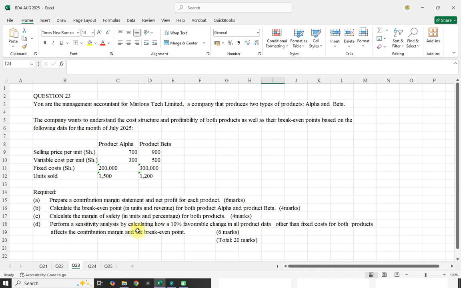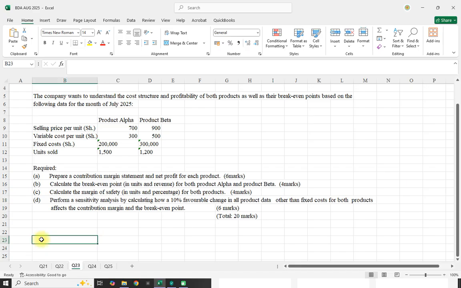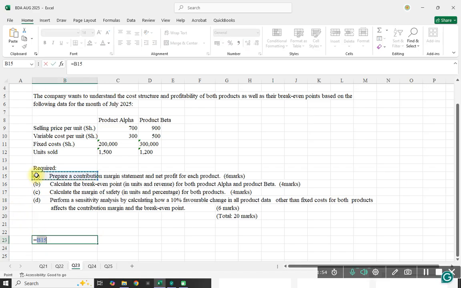Perform a sensitivity analysis by calculating how a 10% favorable change in all product data other than fixed cost for both products affects the contribution margin and break-even point. So we shall perform a sensitivity analysis on the variables apart from the fixed cost. So we shall start with the first one when we are answering our question.